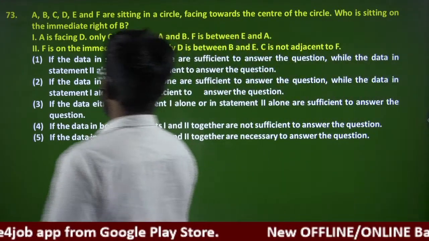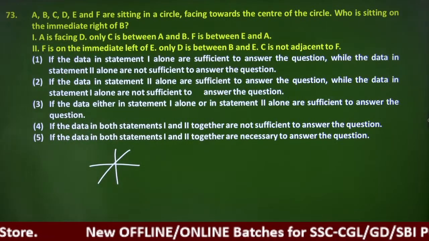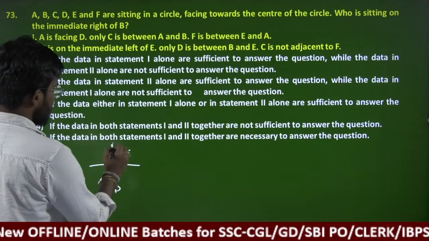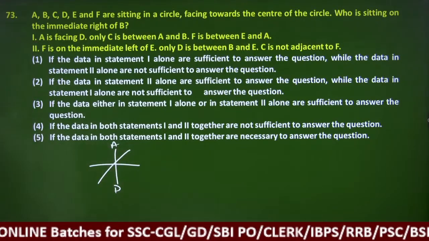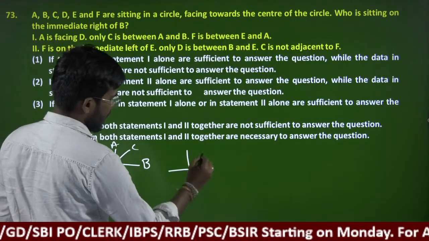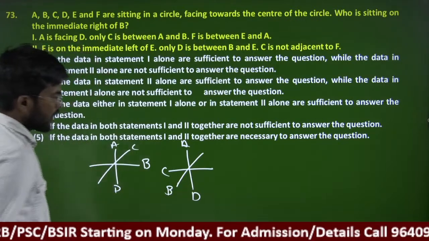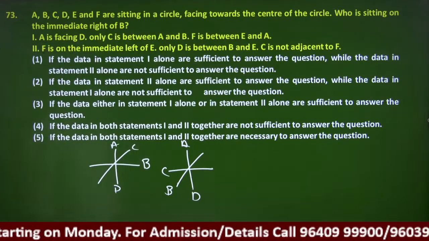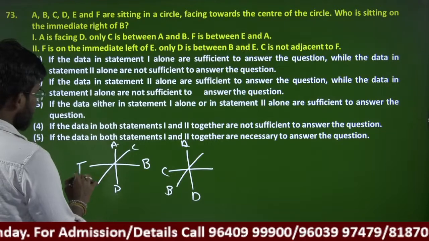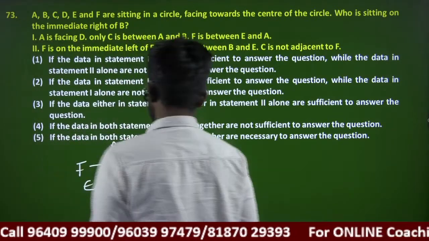Let's see the problem. Total 6 members are there. A is facing D. Only C is between A and B. Okay, next one. F is between A and E.